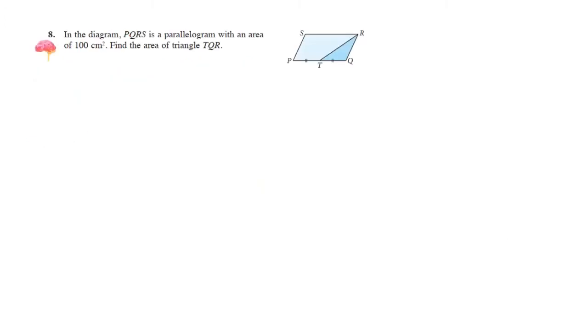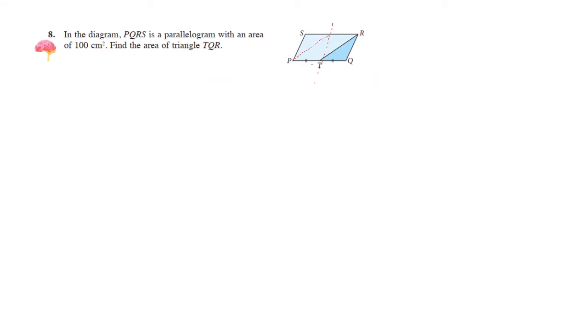In the diagram, PQRS is a parallelogram with an area of 100 cm square. Find the area of the triangle TQR. All right, so this is a parallelogram, right? And this is a half mark over here. So we know that TR is actually half of this side, okay, which means here there will also be another half.